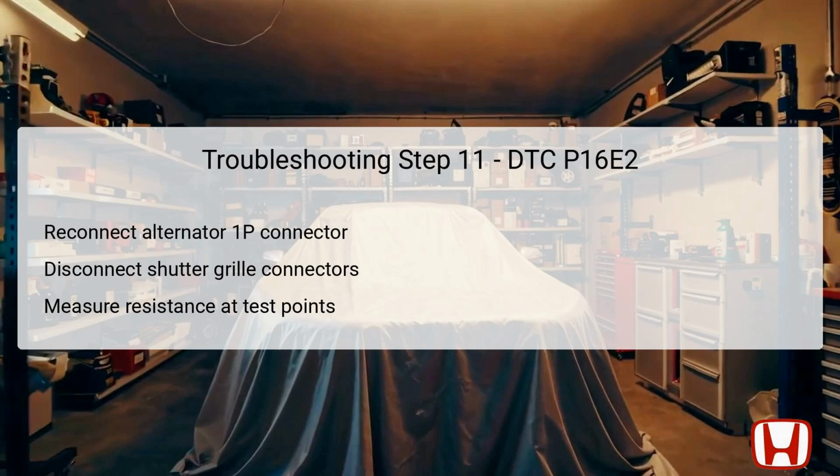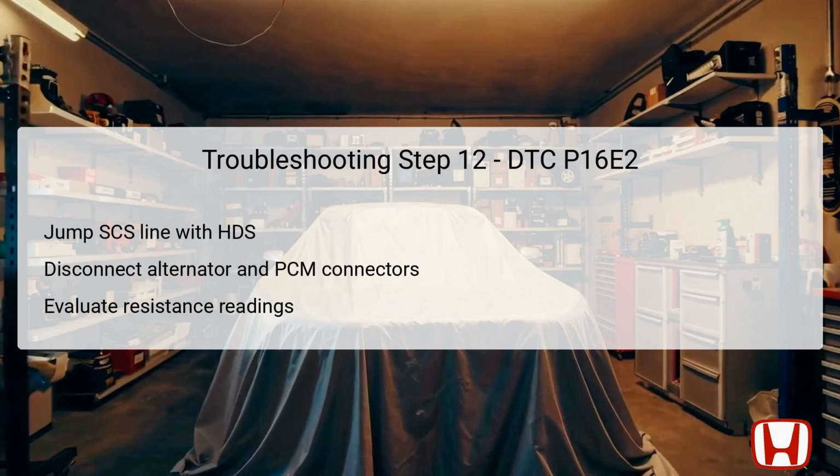Next, disconnect the shutter grille upper-lower connector to conduct a resistance check necessary for understanding each component's interaction within the LIN communication circuit. Measure the resistance, aiming for a reading of 1 megaohm or more between terminal number 3 of the shutter grille connector and the body ground. If this reading is proper, you can confidently move forward in determining the alternator condition. If the reading is less than expected, consider that the alternator might require replacement.